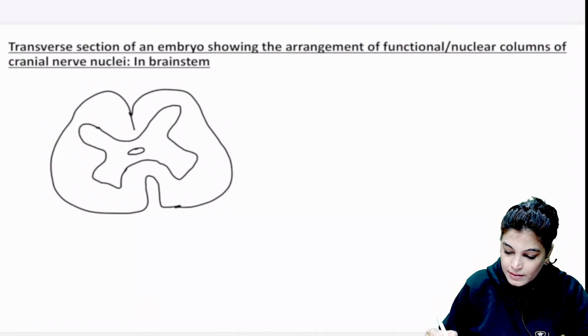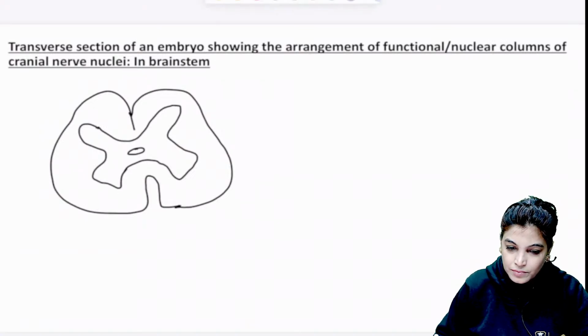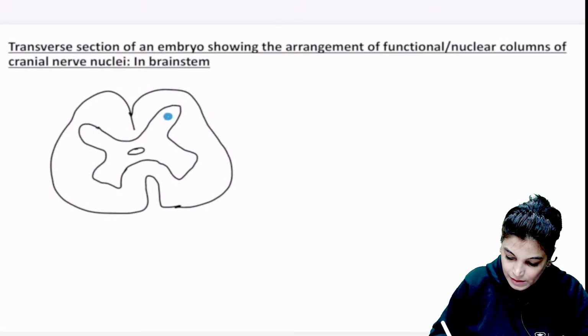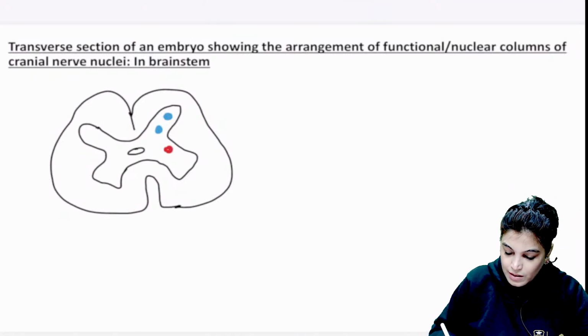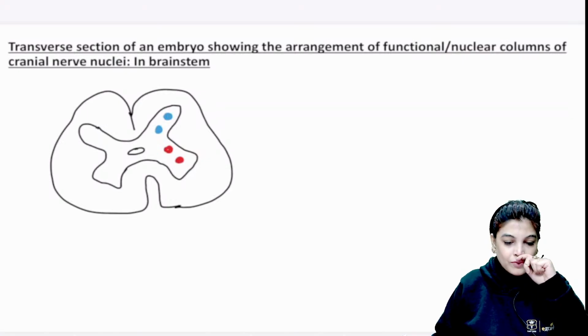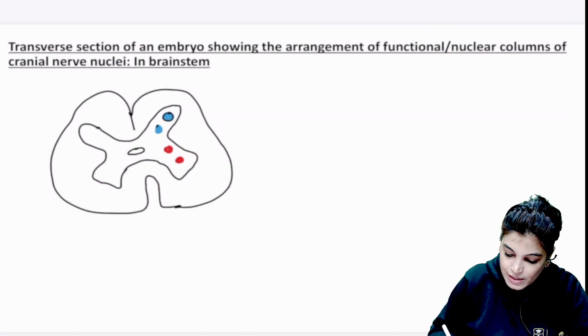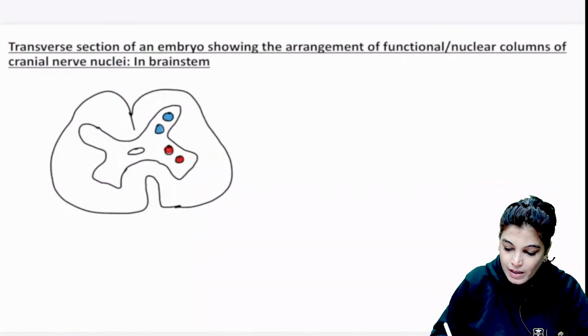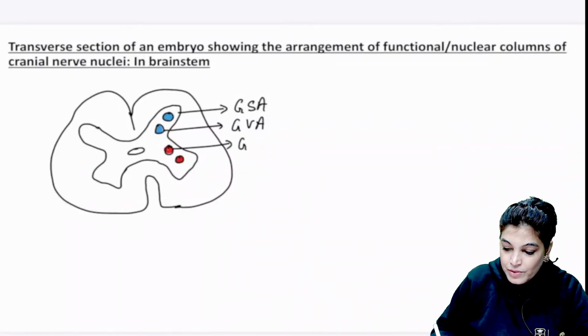These are the earlier 4 functional columns which were formed. As I told you earlier, just the formation of 4 functional columns was there. This is general somatic afferent. This is general visceral afferent. This is general visceral efferent, and this will be general somatic efferent.